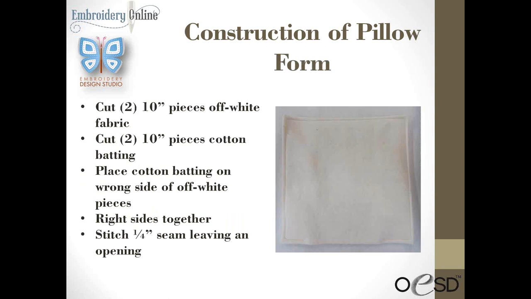So let's see how we're going to make our own pillow form. For your pillow form, we cut 2 10-inch pieces of off-white fabric and 2 10-inch pieces of cotton batting. Put your cotton batting on the wrong side of the off-white fabric. With right sides all together, so you'll have batting, 2 layers of fabric and another layer of batting, stitch your 1/4 of an inch seam allowance all the way around, leaving an opening down at the bottom.